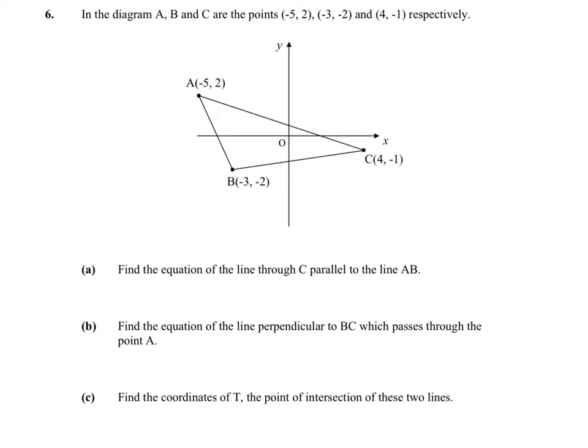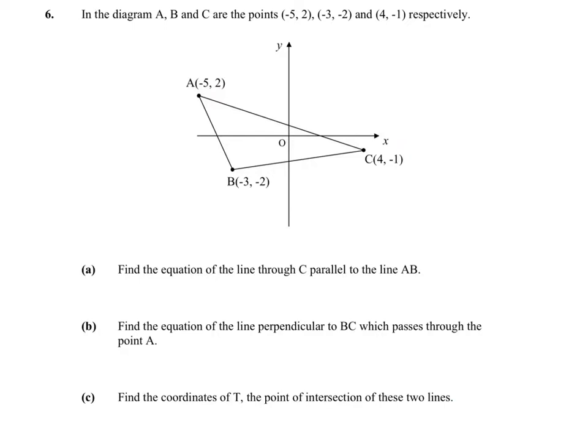Question number 6. In the diagram, A, B and C are the points negative 5, 2, this point here. B is negative 3, negative 2, and C is the point 4, negative 1. Part A asks us to find the equation of the line through C, which is parallel to the line AB.